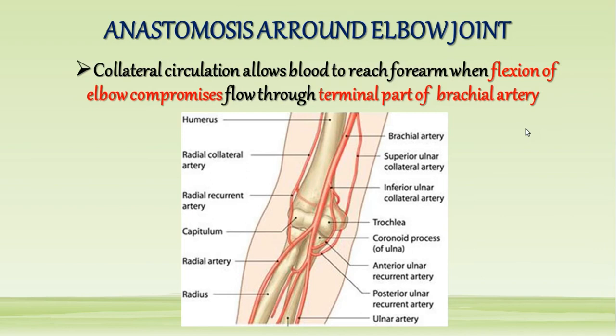So collateral circulation is very important to allow the blood to reach the forearm when flexion of the elbow compromises the flow of blood through the terminal part of the brachial artery, or if the terminal part of the brachial artery is blocked by any cause. The collateral circulation, the anastomosis between the vessels, will help to maintain the blood flow in the forearm.